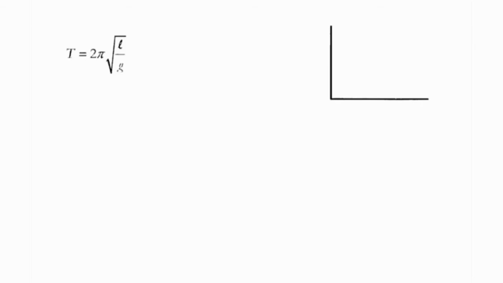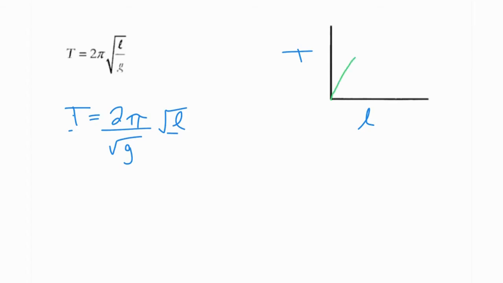Here's another one. Let's say we plot t as a function of L. So maybe we rearrange this equation a bit. I can also write it this way, 2 pi over root g times root L. This tells me that t and L have a parabolic relationship, right? If I were to plot t as a function of L, because it's root L, it's going to look like that.